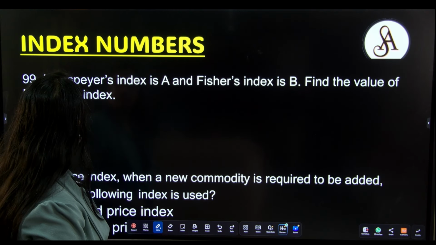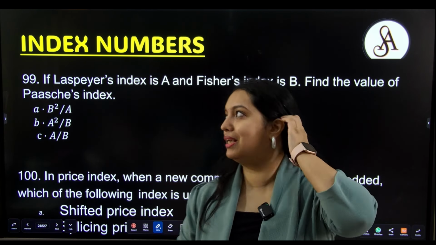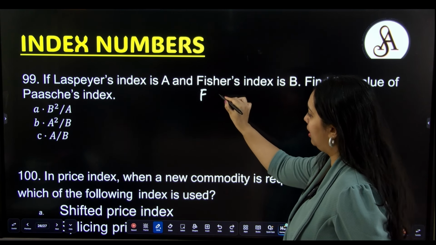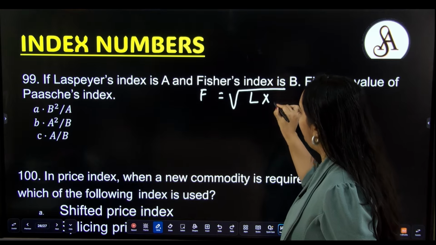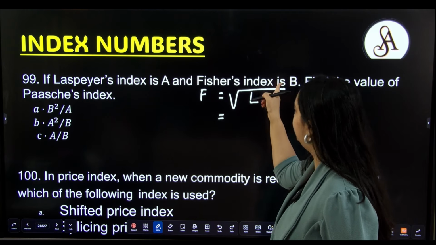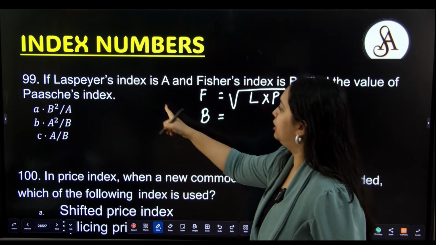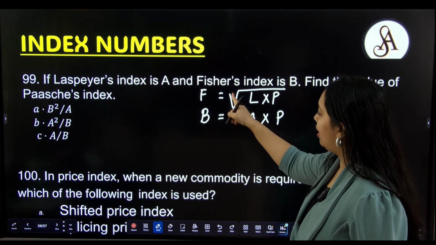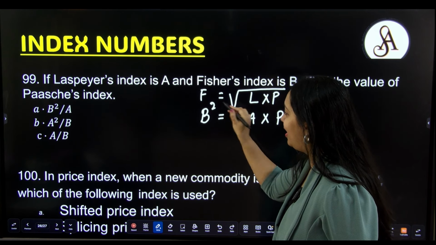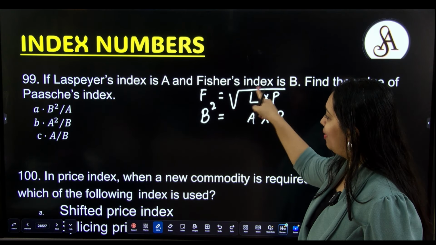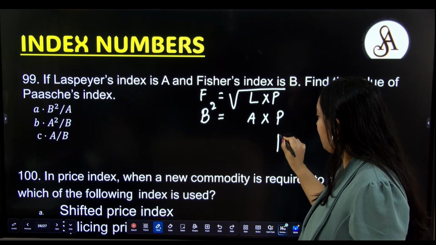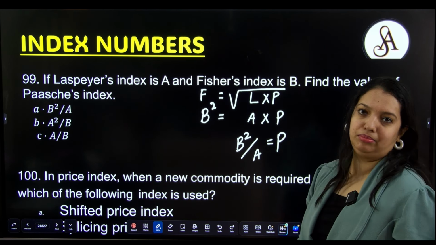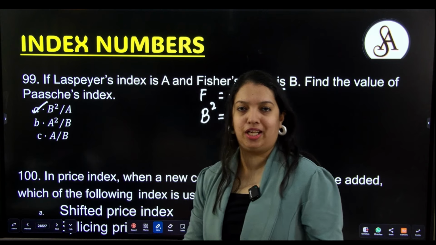Next. Last year's price index number is A, Paasche's price index number is P, and Fisher's price index number is B. What is Fisher's price index number formula? Square root of last year's into Paasche's price index number. In this question, Fisher's price index number is given as B. Last year's price index number is given as A. They are asking you what is the P value. So if I want to remove the square root, square on both sides. So B square, square root and square get cancelled out. I want Paasche, that will be B square on left hand side, and A goes to the left hand side, it will become divided by A. B square by A, option A is correct.